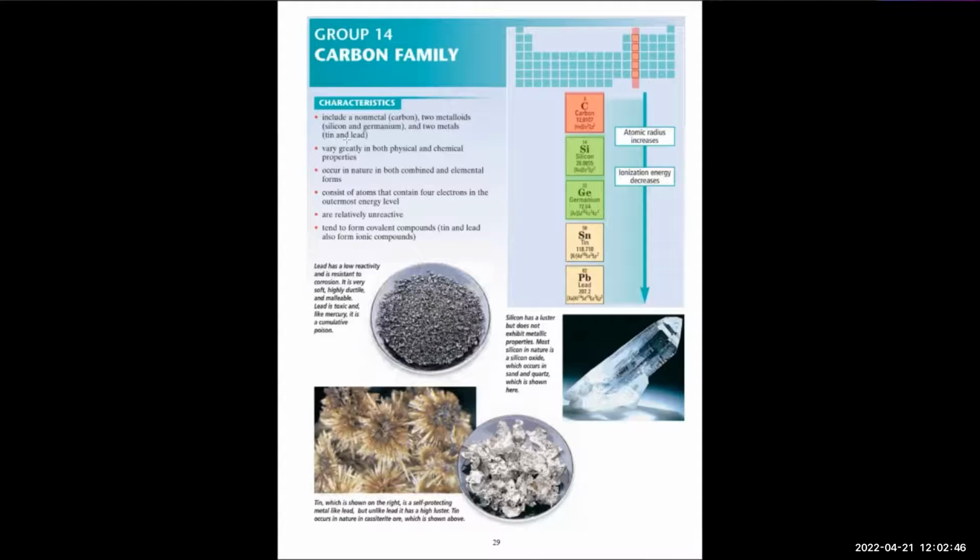They occur in nature. We already discussed this. They occur in nature as free elements or pure elements, or also combined, like the example that we saw about bauxite. It could be combined or not. They consist of atoms that contain 4 electrons in the outermost level, exactly what I told you in the boron family.